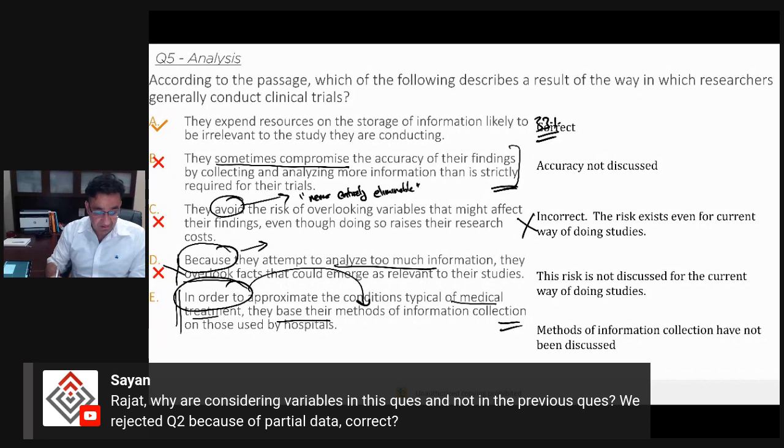Choice A, which is a correct resource, they expend resources on storage of information likely to be irrelevant in the study. Yes, they collect more information than is needed, which is what the author says, and the passage says as well, and is our correct answer.